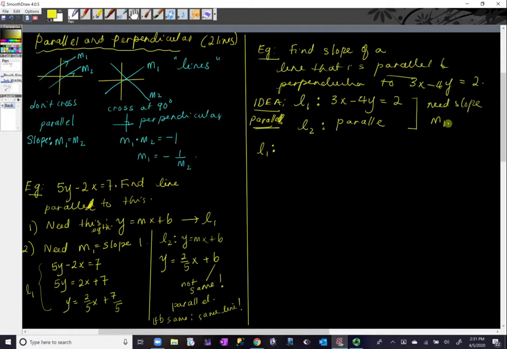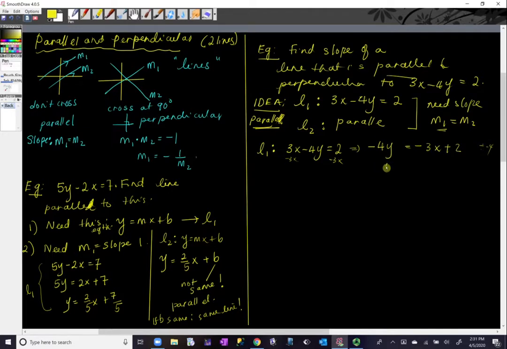So m1 must be equal to m2. Can I find m1? Yes. So I'll rewrite my line 1, which is 3x minus 4y equals 2, as negative 4y equals minus 3x plus 2. How did I get that? Subtract 3x on both sides, and remember you keep your x in the front. Then you divide both sides by negative 4 on all the terms.